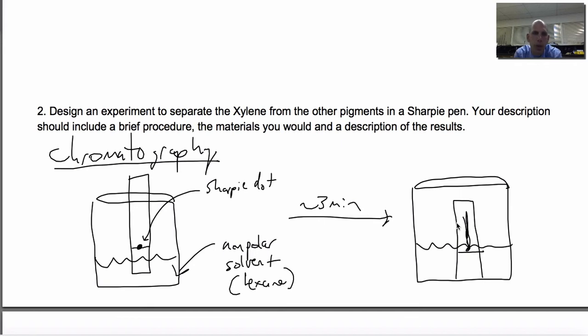on the Sharpie pen. So step 1, place a dot of Sharpie on a filter paper, about 1/4 of the way up the filter paper. Fill a beaker with a non-polar solvent like hexane, layer that on the bottom below the dot, put the piece of filter paper in, and wait for it to move up the filter paper via capillary action. Because both the dot from the Sharpie pen and the solvent are non-polar, the pigments, especially xylene, will dissolve in that non-polar solvent and be separated from one another. Done.